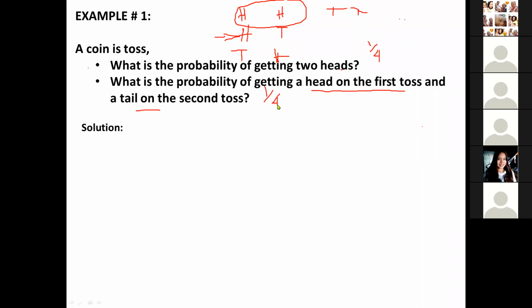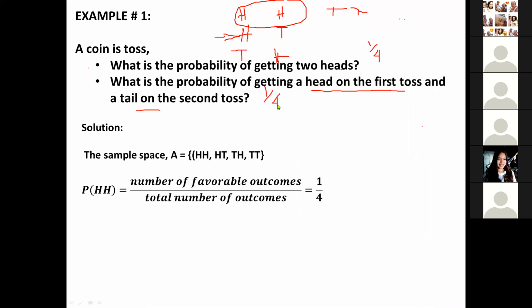Solution number 1. Yan, yung sample space natin ay pinakita ko sa taas. 1/4. So, very good. How about the next one? Head tail is also 1/4. So, tama pareho yung mga sagot ninyo. Okay, is it very clear? Example number 1? Yes po, sir. So, let's proceed to another one.